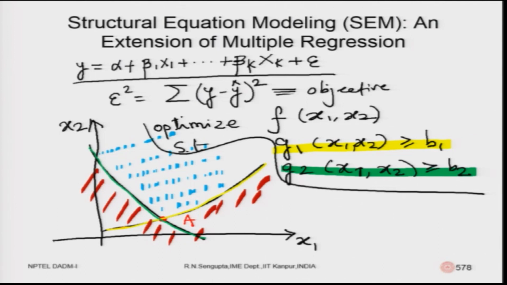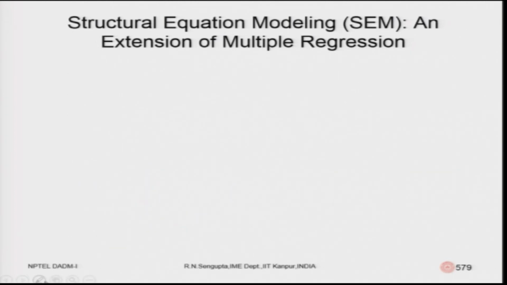Now, how does it happen? Let me switch the slides, so please bear with me. Generally, just notice the first equation: g1(x1, x2) is greater than b1 and g2(x1, x2) is greater than b2. So, let me write it using the probabilistic form.